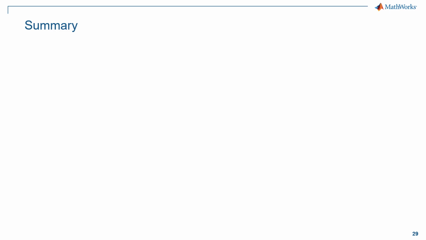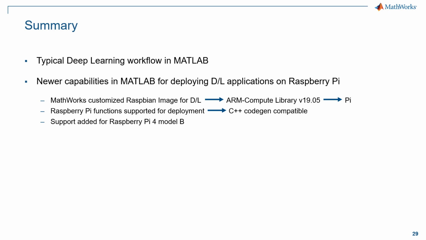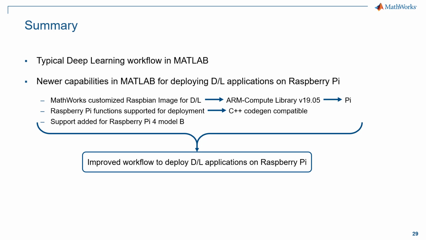Alright, so now it's time to wrap up this seminar. Today, we looked at a typical deep learning workflow in MATLAB. From there, we went on to see some of the newer capabilities in MATLAB for deploying deep learning applications on the Pi. The three major highlights were the customized Raspbian image for deep learning, the new C++ code gen capability, and the newly added support for the Raspberry Pi 4 Model B board, all of which contributed to an improved and simpler workflow to deploy deep learning applications on the Pi.